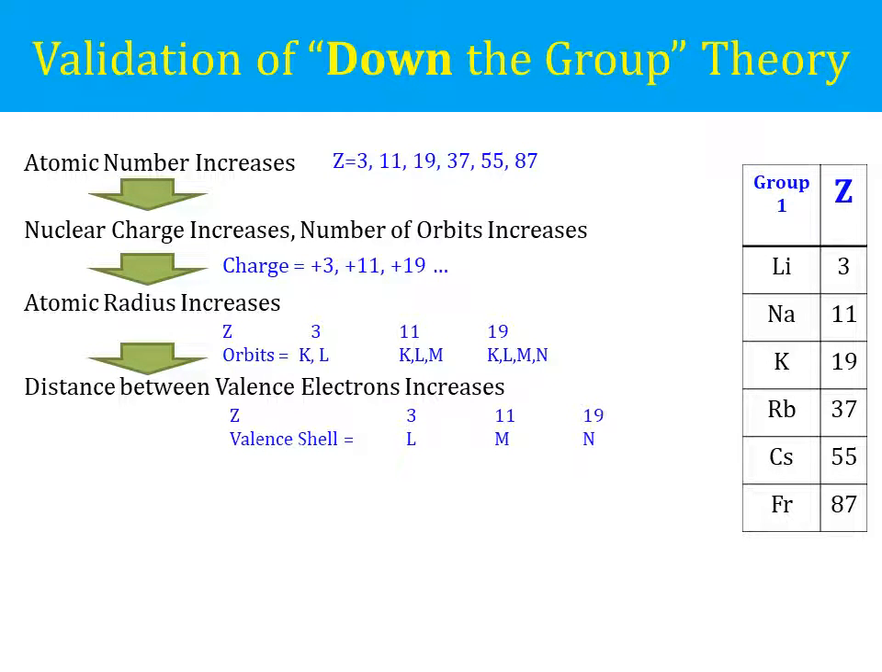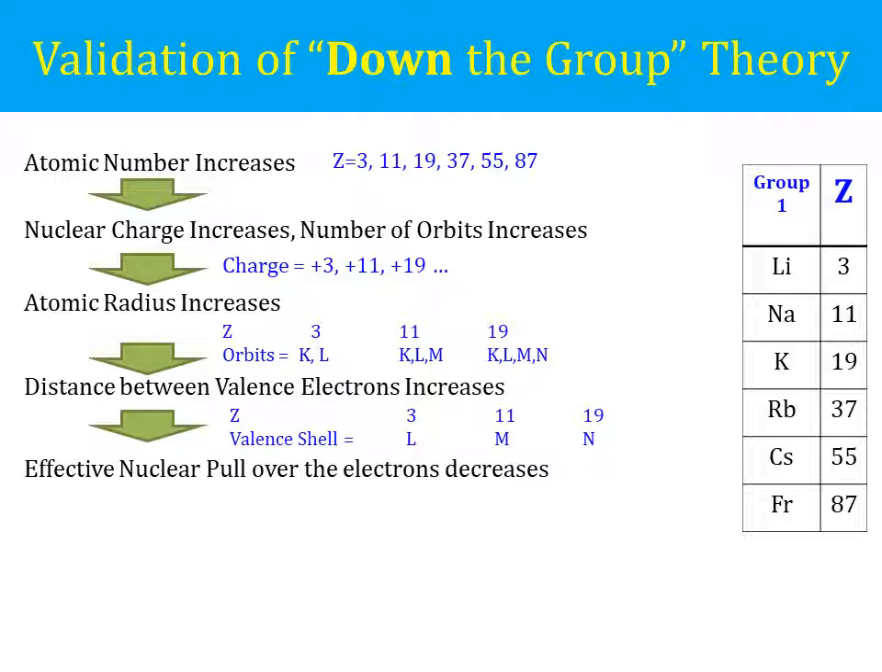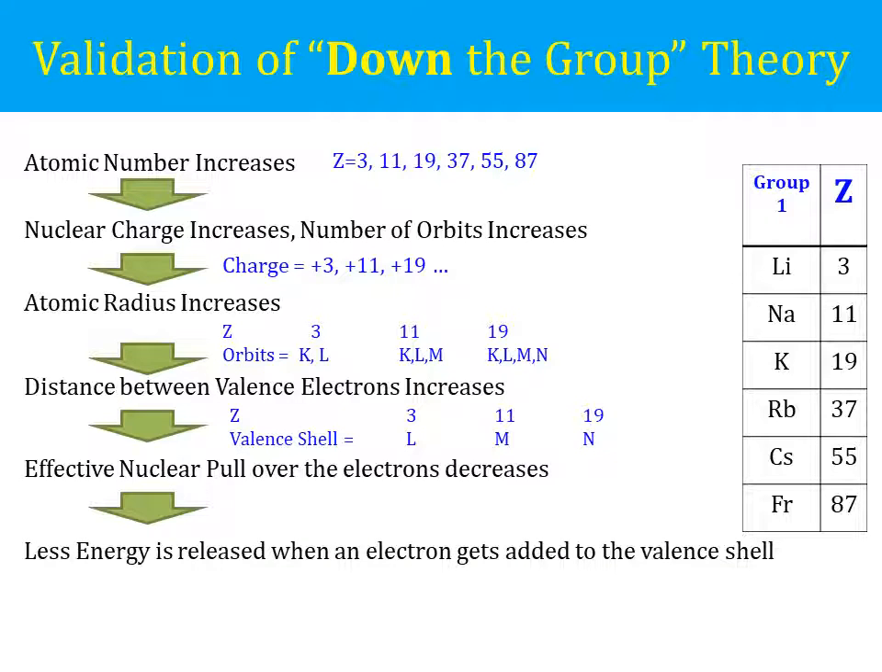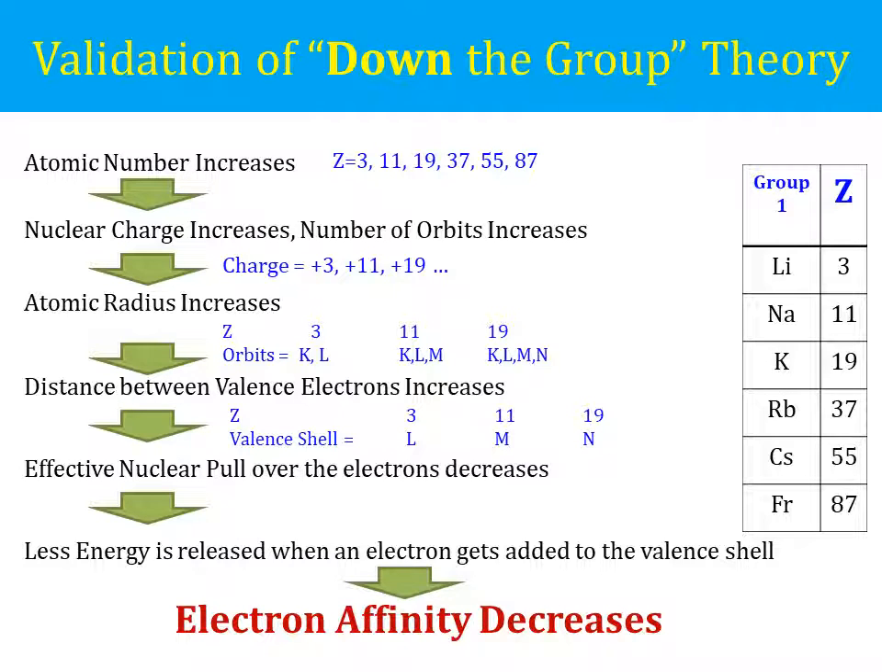And if it increases, the valence electrons are present, as you can see, in the outer orbits. So it's going away, and with that, the effective nuclear pull on the electrons decreases. And since it decreases, less energy is released when an electron is added to the valence shell. And thus, electron affinity decreases.